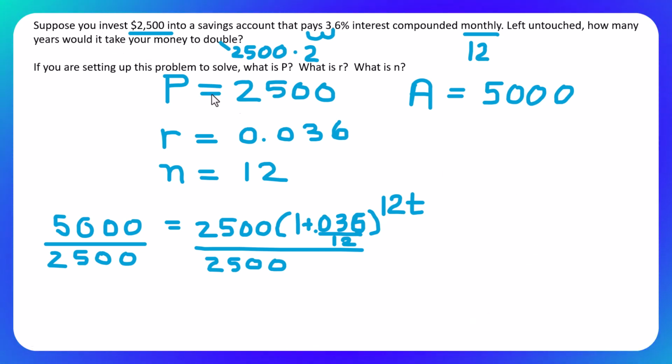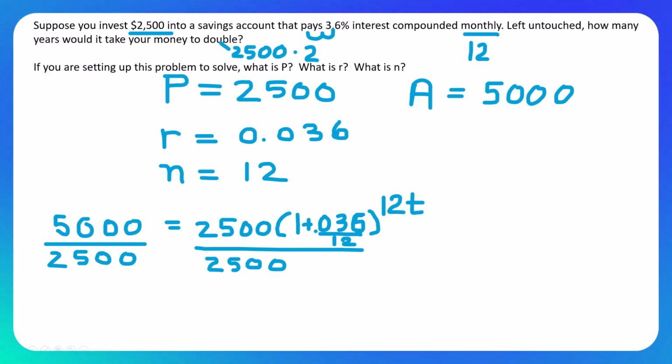All right, for this question, it says, suppose you invest $2,500 into a savings account that pays 3.6% interest compounded monthly. Left untouched, how many years would it take your money to double? So this is very much like the last problem. We just changed the percentage amount. So P is equal to 2,500, R is equal to 0.036, and N, the number of times that we're compounding, is 12. The total amount, if we're going to double $2,500, is $5,000.